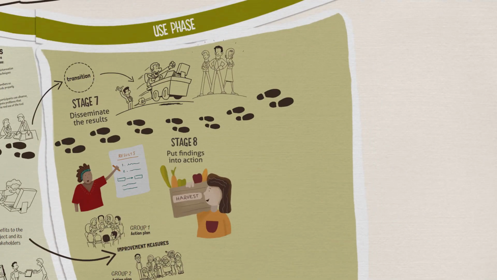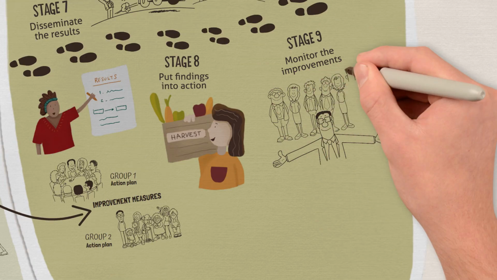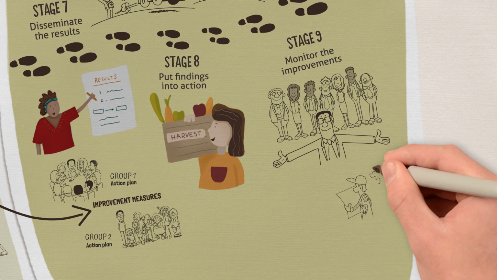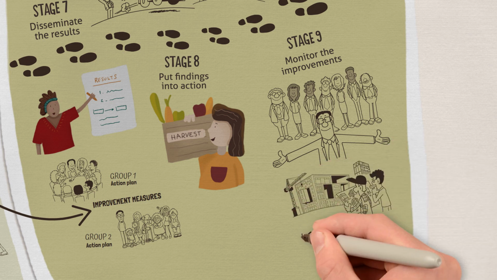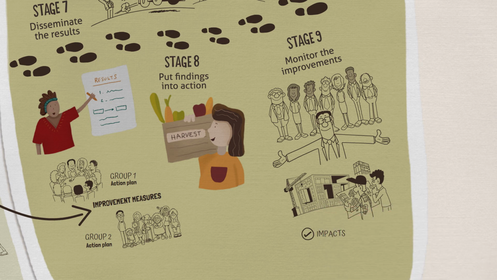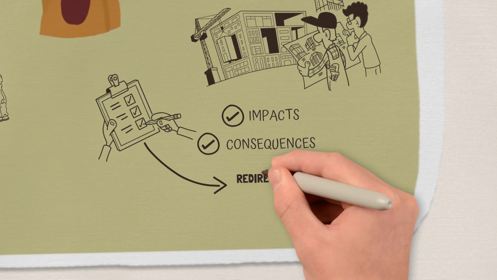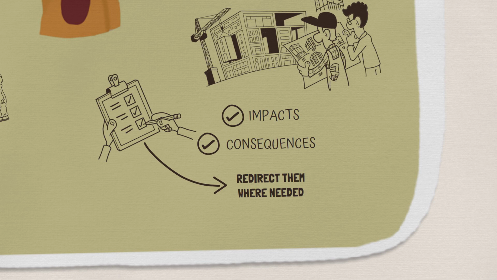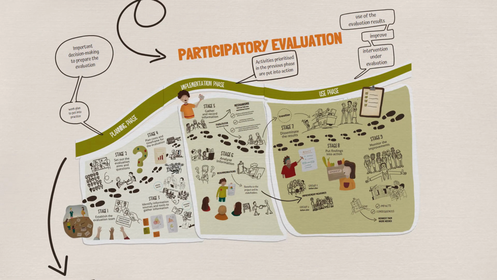The ninth stage involves monitoring the improvements. Participatory evaluation teams include people who are closely involved in the program and its development. Therefore, the monitoring of the action plans not only reveals the impact of the evaluation on the projects, but also means it is possible to review the consequences of the measures proposed in the action plans and redirect them where needed. We have presented the different steps involved in carrying out a participatory evaluation.